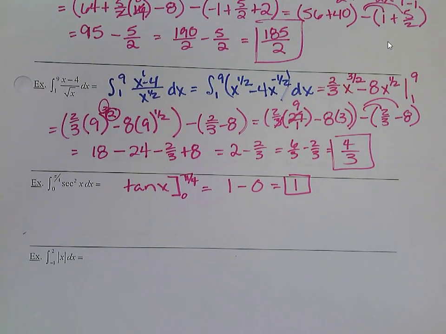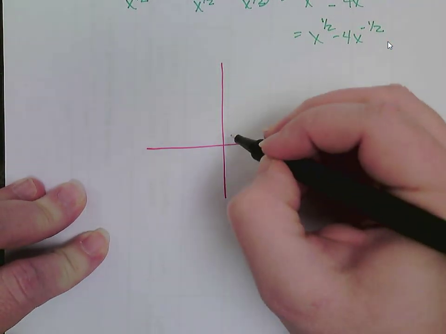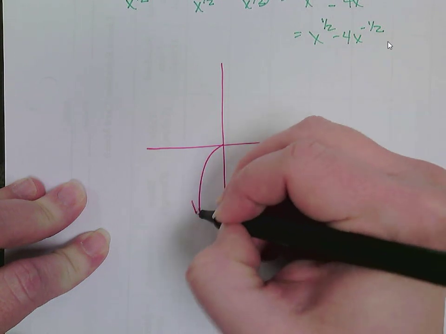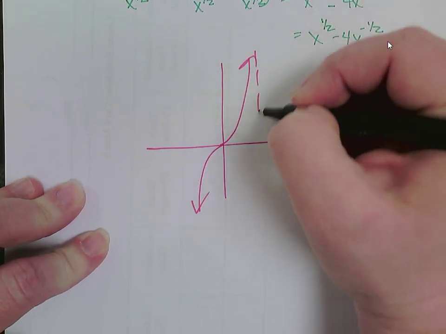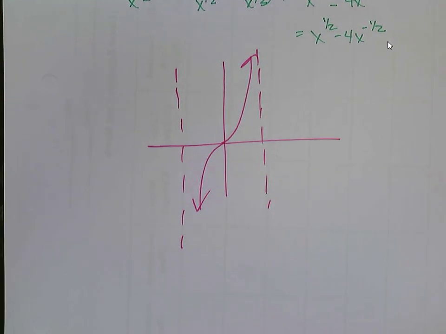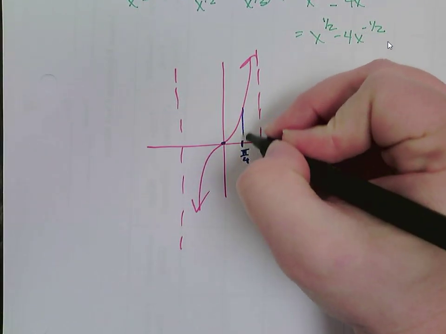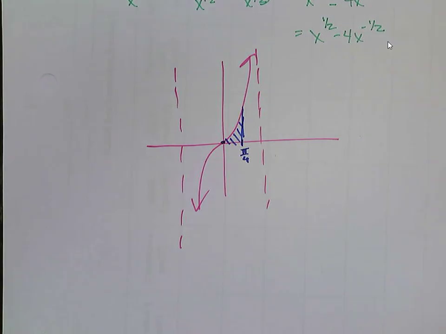Think about that, though. We're saying that the area between the graph of tangent of x, think about what that graph looks like. Asymptote at pi over 2, negative pi over 2, something like that. We're saying that if we take the area from 0 to pi over 4, the area of that region is exactly 1. Crazy. Exactly 1.